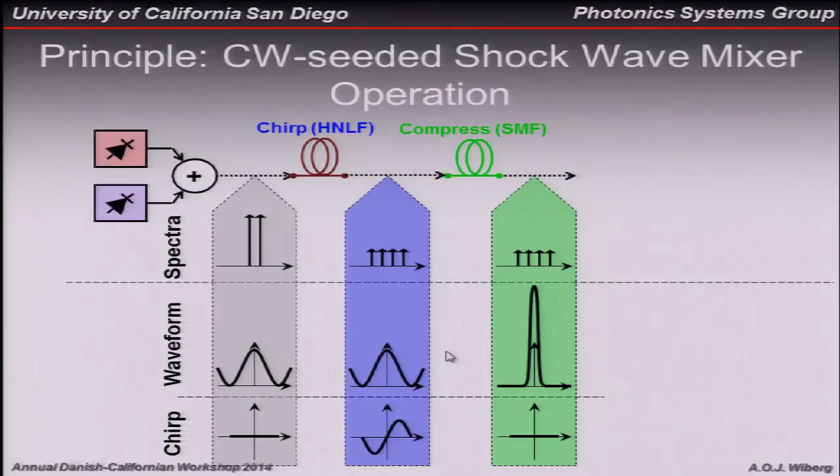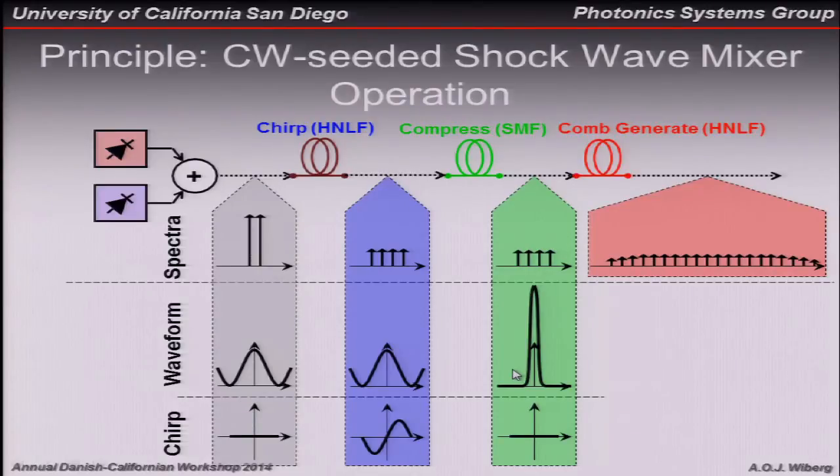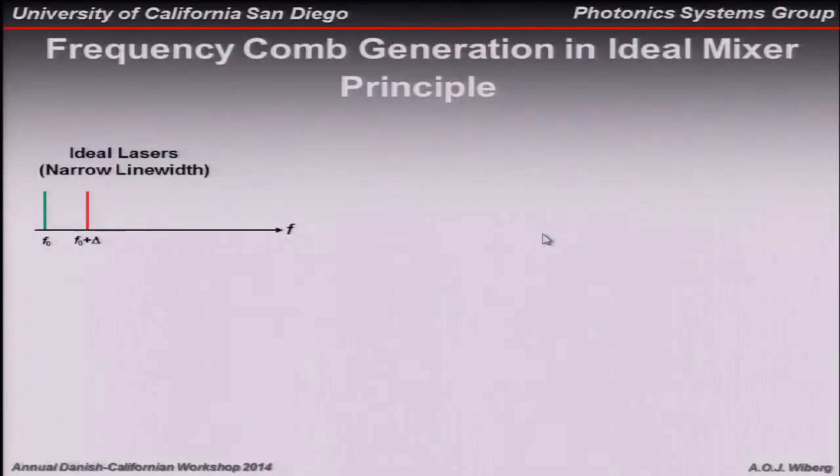Then that's followed by what we call a compressor, which is a dispersive fiber, for instance, a single-mode fiber, which compresses this into a short pulse. And that is followed by a third stage of highly nonlinear fiber, which has a very flat dispersion over the range, so we can really explode the frequency comb generation. And one really has to carefully design all the parameters of the different stages to get it flat. But as I will show, it works pretty well for us now.